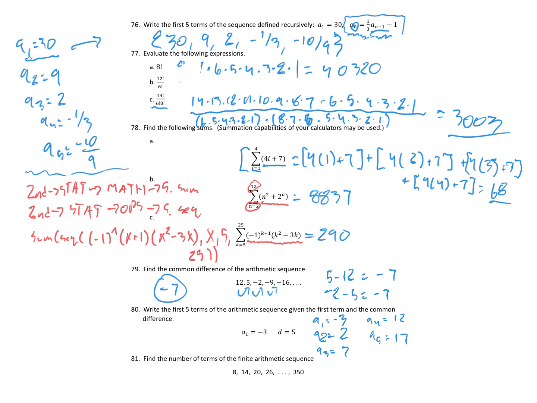Nice. Next, 81. Find the number of terms of the finite arithmetic sequence. So this one might be a little tricky, right? But I think the first thing to notice is, where do we start? Well, we start at 8. How far do we go up each time? I'm going to write to the left here. So what's 14 minus 8? That'd be 6, right? What about 20 minus 14? That's also 6. So it's going up 6 each time. So we want to know, it might help to know how many times we have to go up 6 until we get 350.